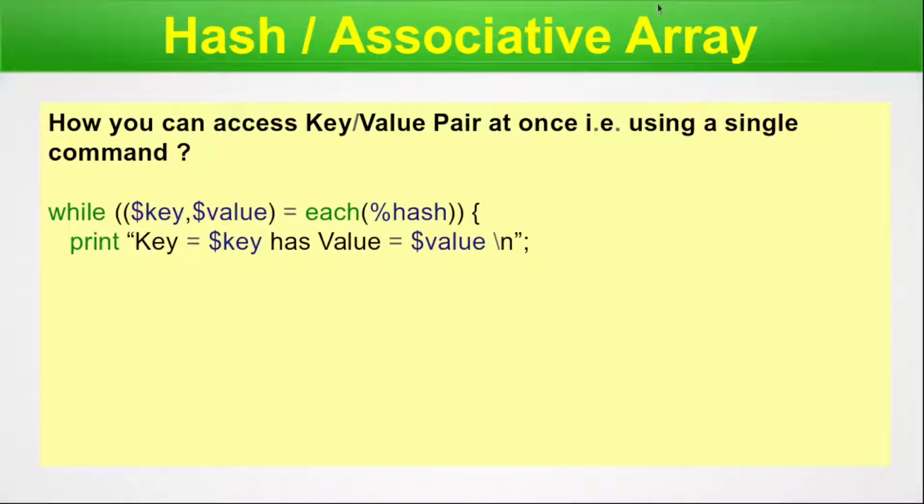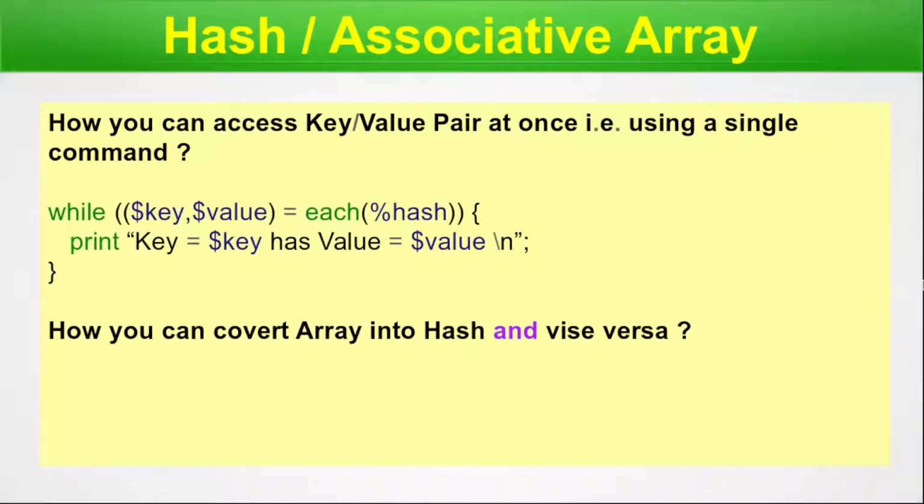Let me bring my mouse pointer here, so you can see we have used the each function on the hash and we are using while. This is true up to the point the hash is exhausted. In the next iteration it will become false and it will come out of the loop. So here the key value pair is coming out. So print $key is the key and $value is the value, and we close it. So the first question is done.